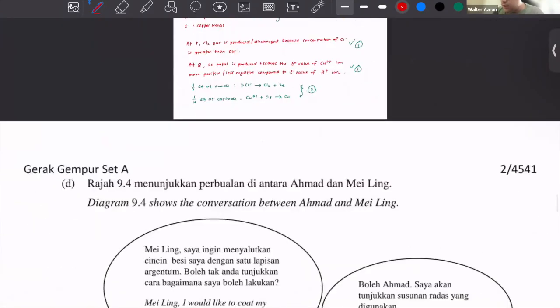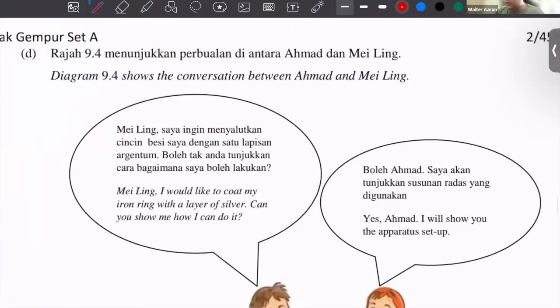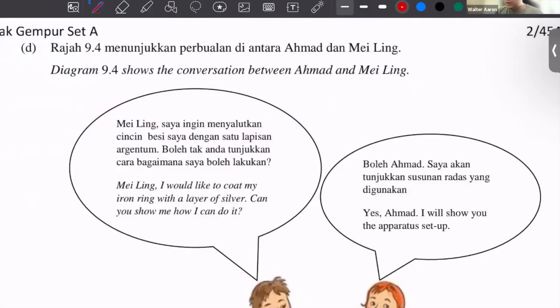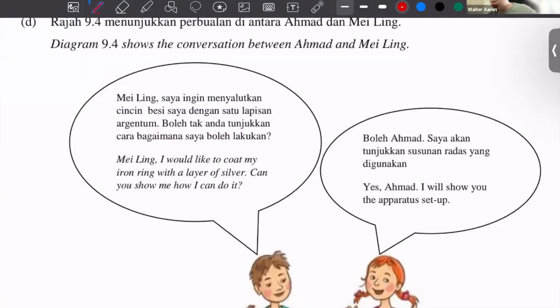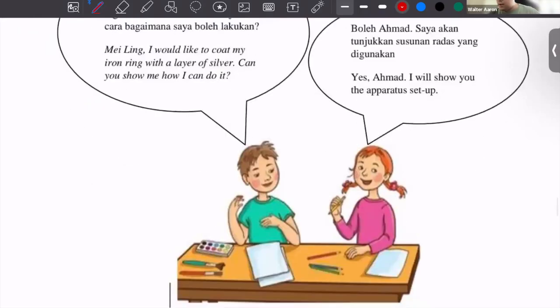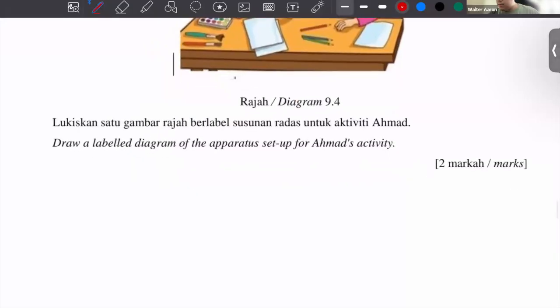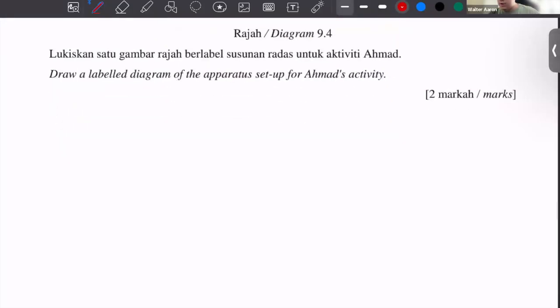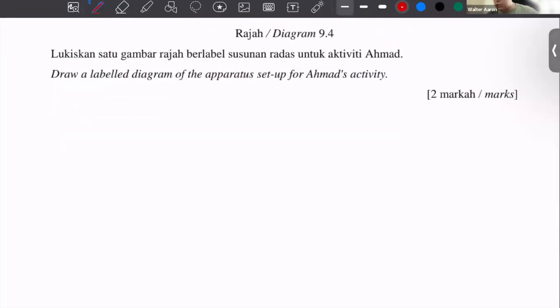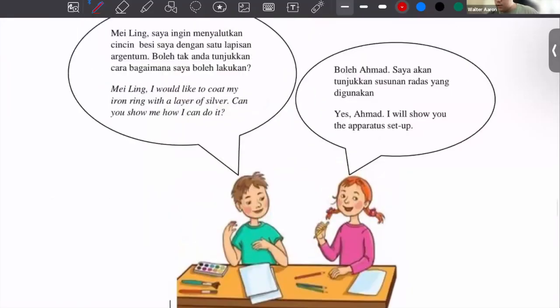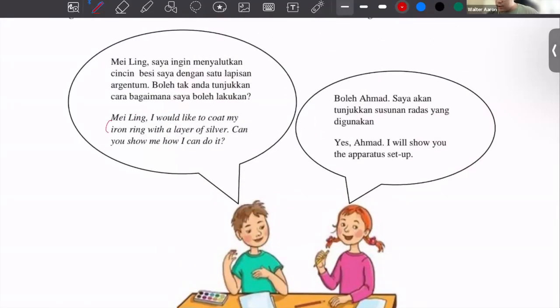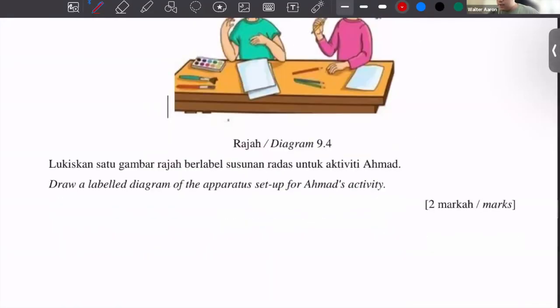So next part for D, diagram 9.4 shows a conversation between Ahmad and Mei Ling. It says here, Mei Ling, I would like to coat my iron ring with a layer of silver. Can you show me how to do it? And Mei Ling says, yes, Ahmad, I will show you the apparatus setup. So draw a labelled diagram for Ahmad's activity. So again, Ahmad actually wants to electrolyze an iron ring with a layer of silver.